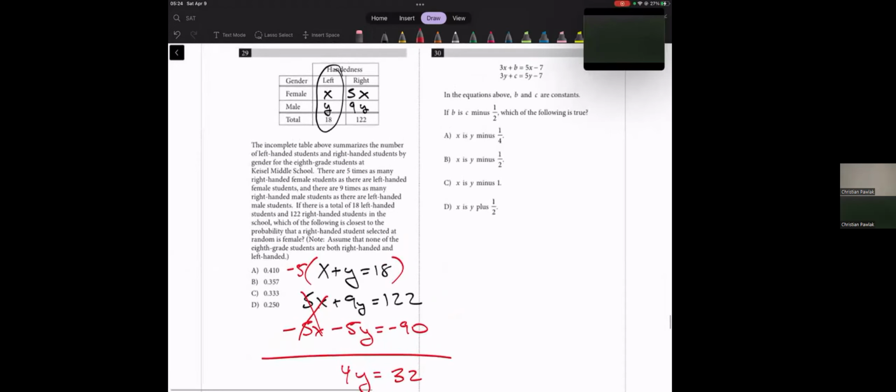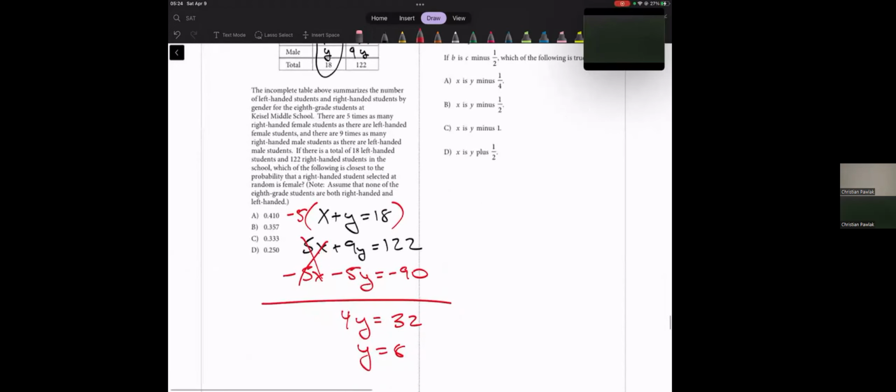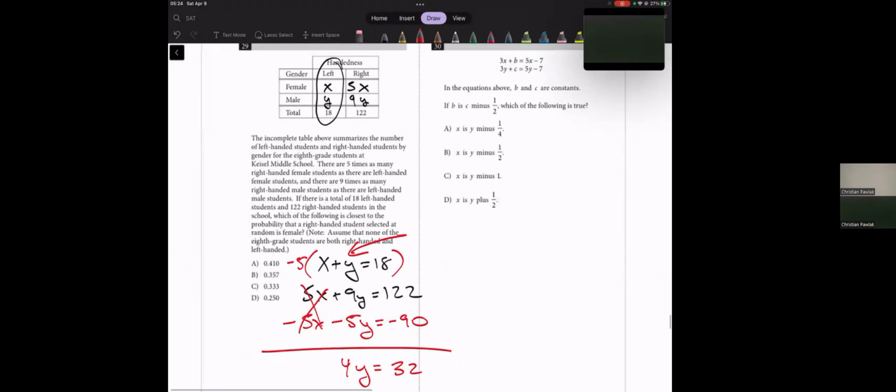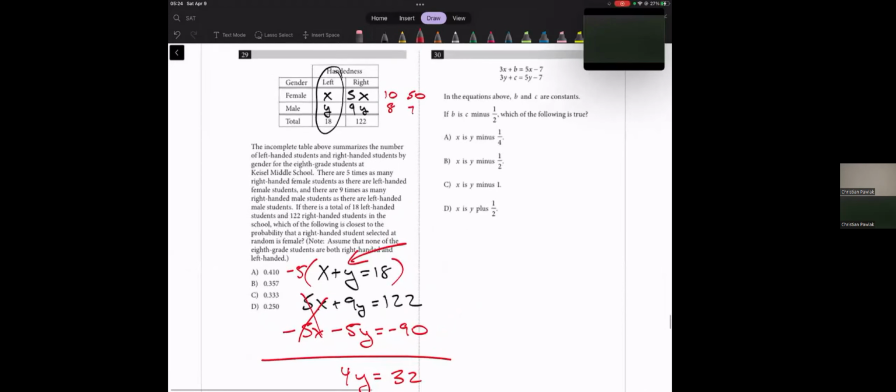So I can actually fill out this table because I know y is equal to 8. And therefore, based on this, if y is equal to 8, x must be 10. So these values are actually 10 and 50, and then 8 and 72.